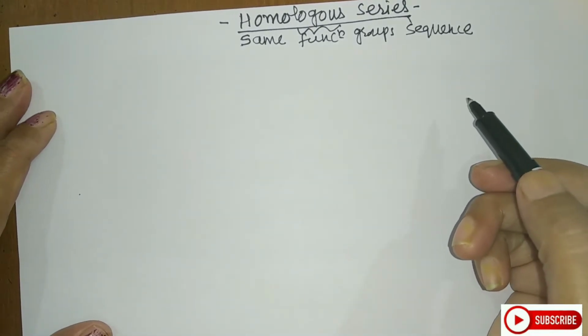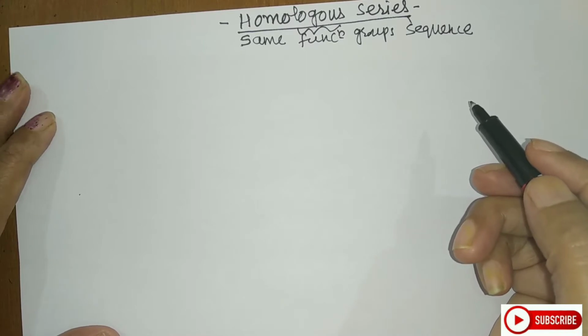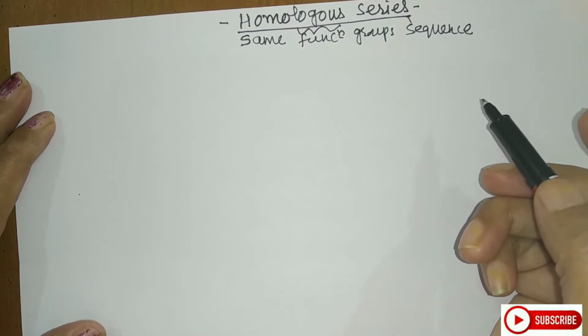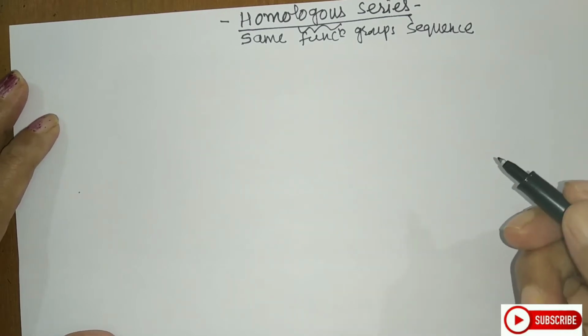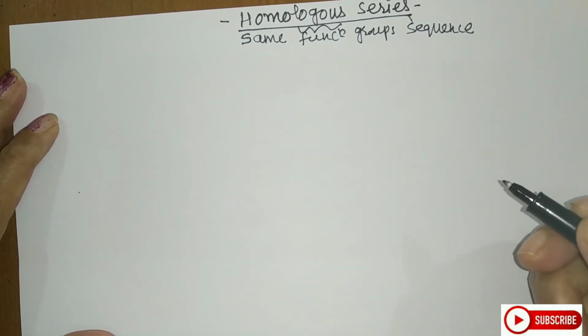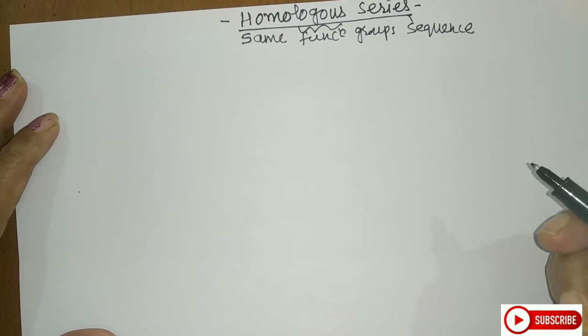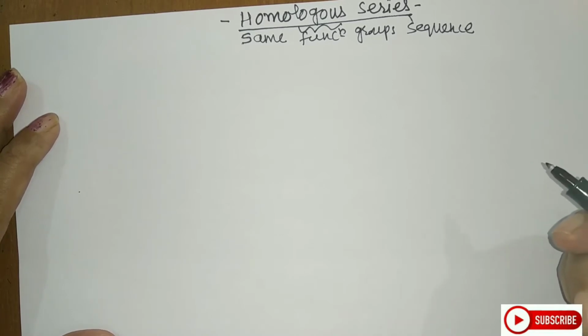Now students, you know what hydrocarbons are. Hydrocarbons are the compounds that contain carbon and hydrogen. And those hydrocarbons make the organic compounds. And organic compounds are divided into different families or groups depending upon their structure and chemical properties. And each such family or group, you call it a homologous series.